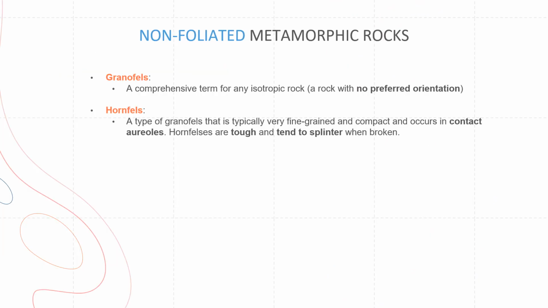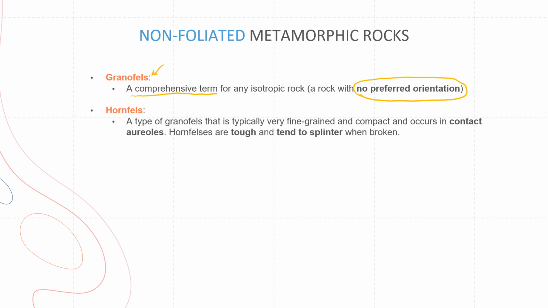This is the one slide that will describe non-foliated metamorphic rocks. To start off, we have granofels, which is basically a comprehensive term that describes a rock with no preferred orientation, so the complete opposite of foliated rocks. Any non-foliated rocks with no preferred orientation are called granofels.